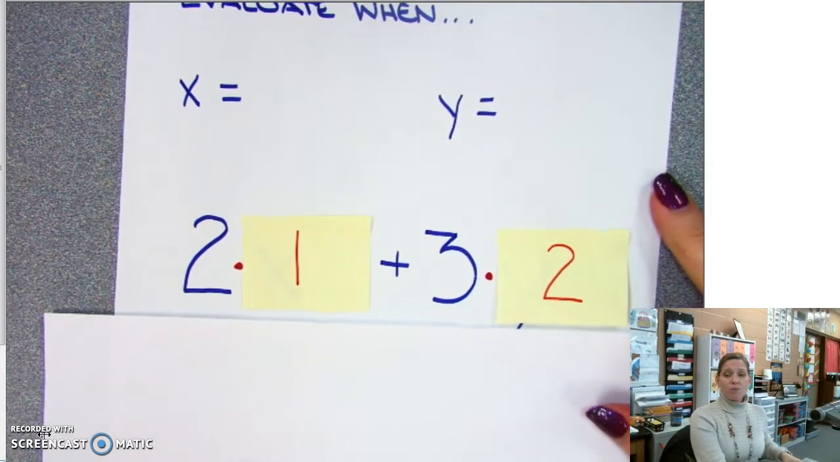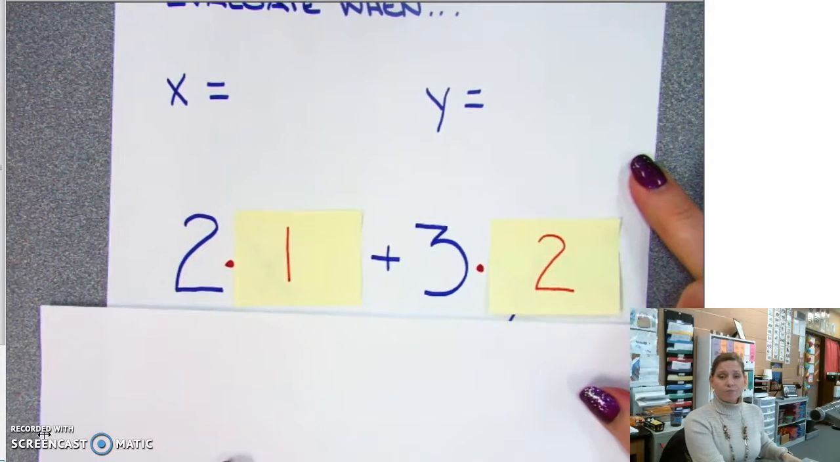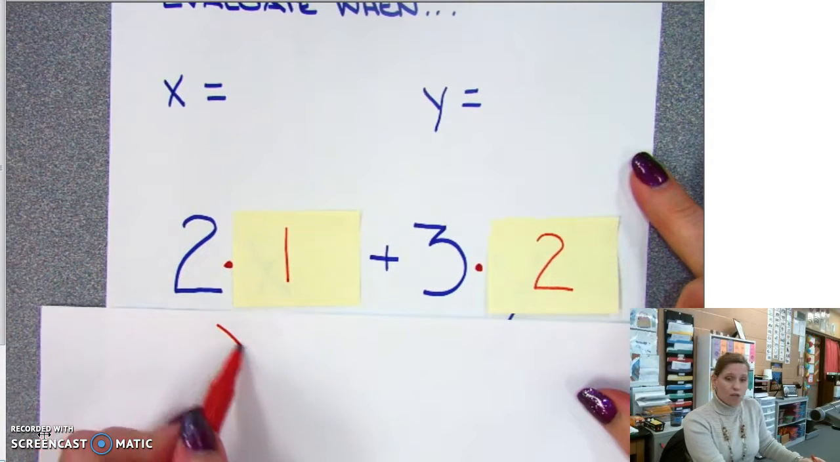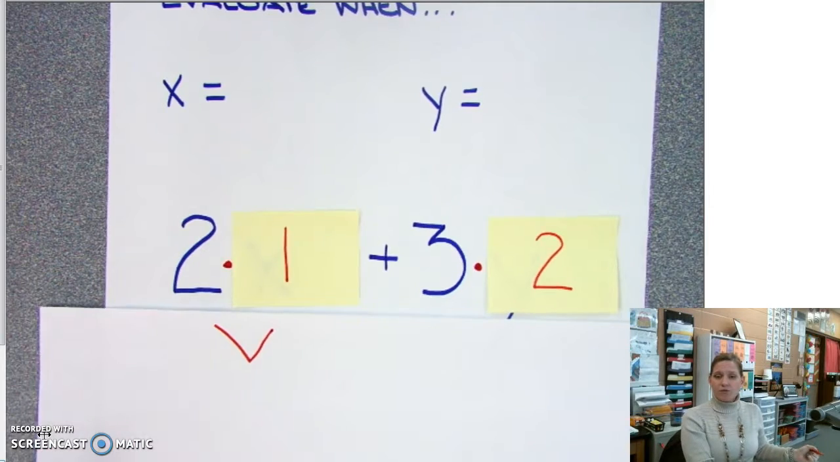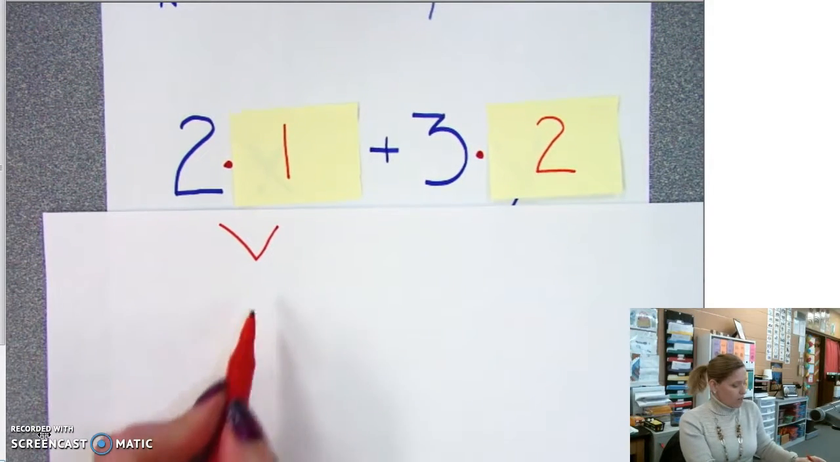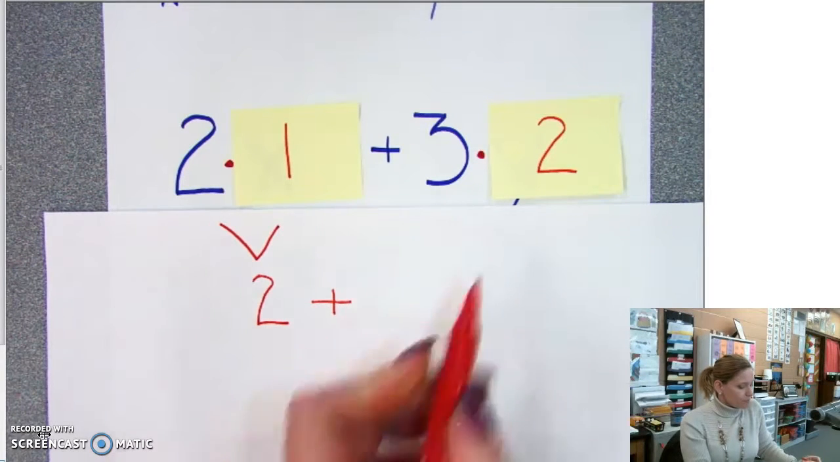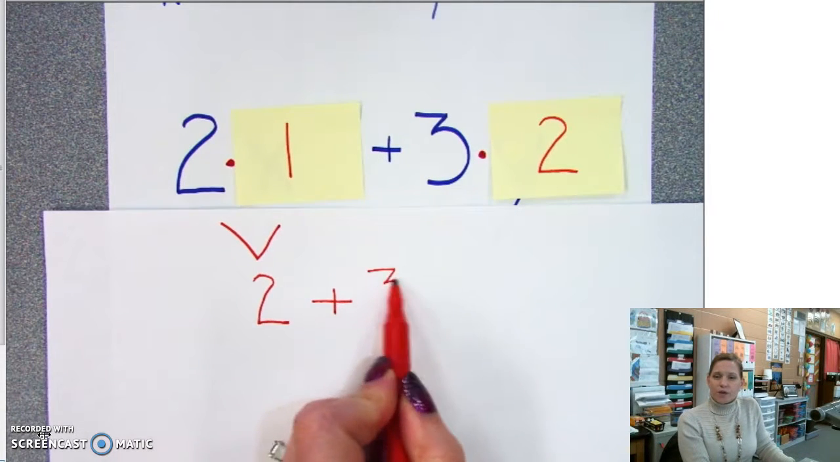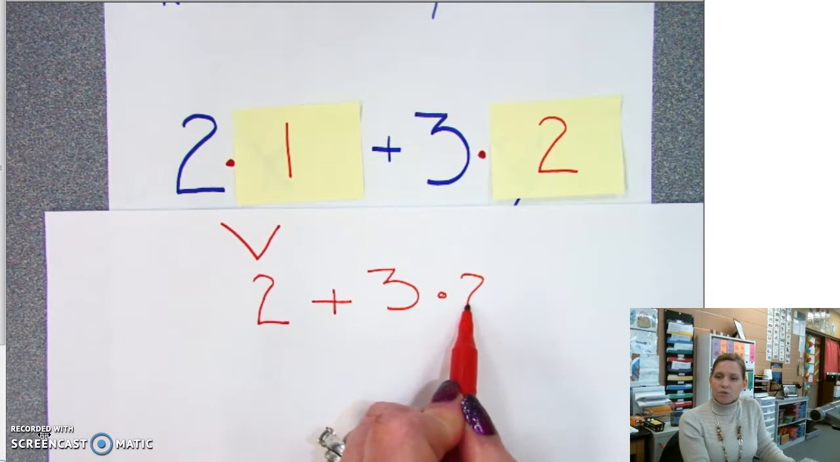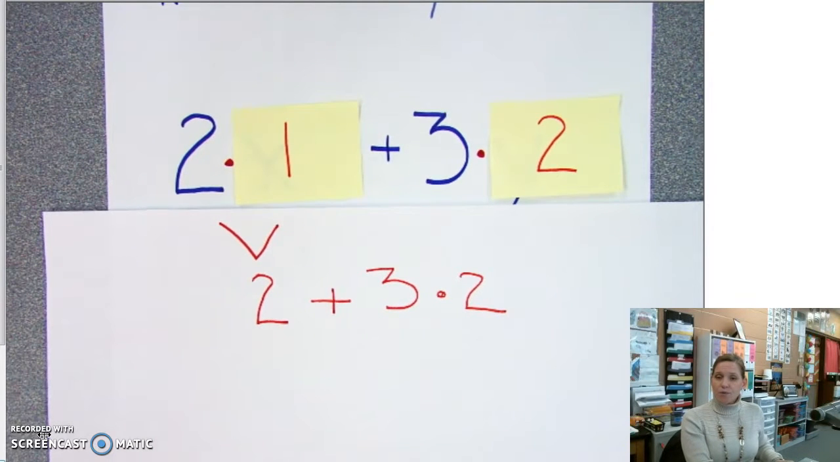So we know we multiply before we do any adding or subtracting. So we're going to do the 2 times 1 first. 2 times 1 is 2. And then we're going to add. And you can feel free to bring down the rest of the problem like we were trained to do when we did order of operations.